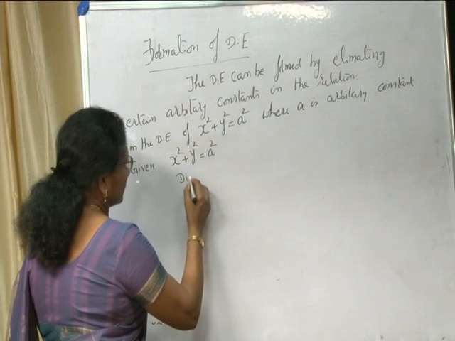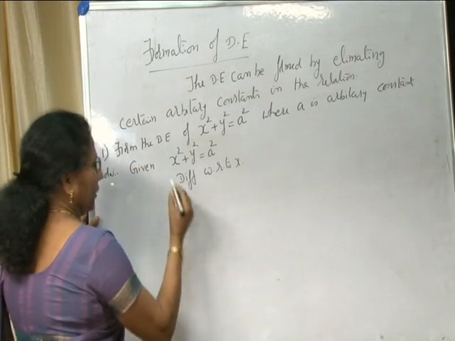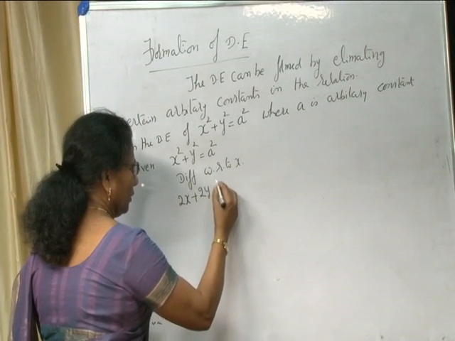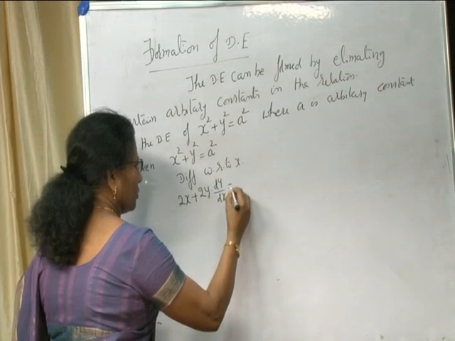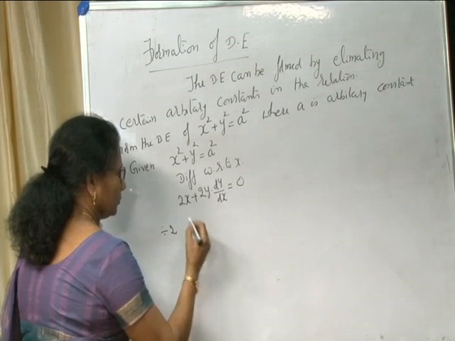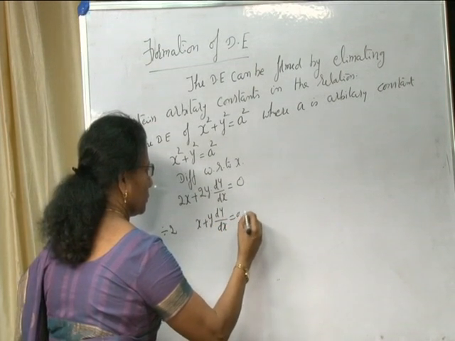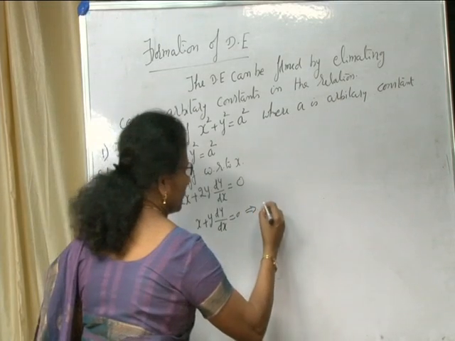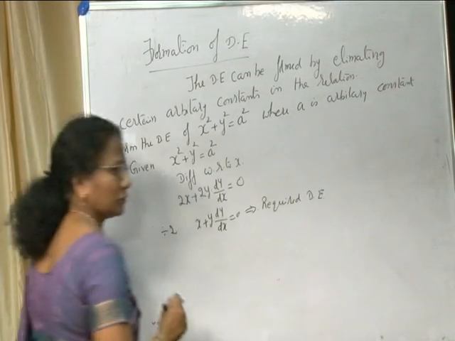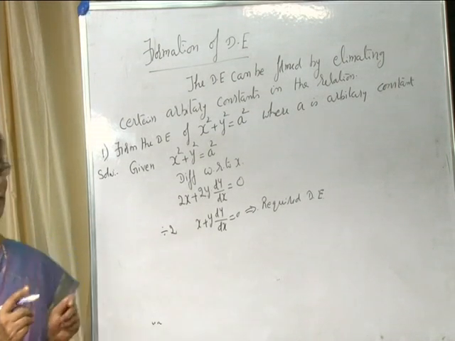Differentiate with respect to x. The derivative of x squared is 2x, plus the derivative of y squared is 2y into dy by dx. The derivative of a constant is 0. That is, dividing by 2, x plus y dy by dx is equal to 0. That is the required differential equation. So, most probably you have understood how to eliminate the arbitrary constant. Let us see the second problem.